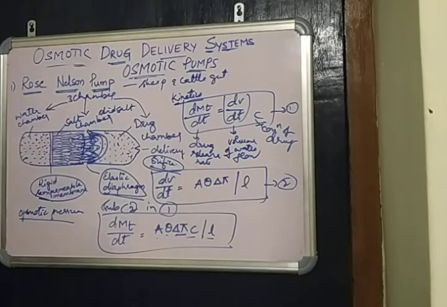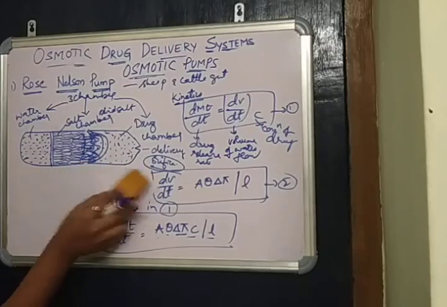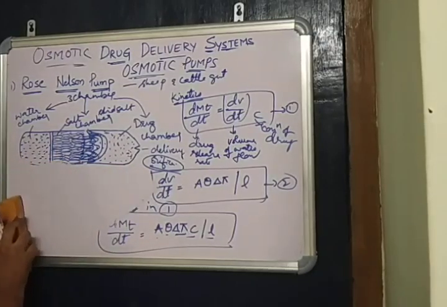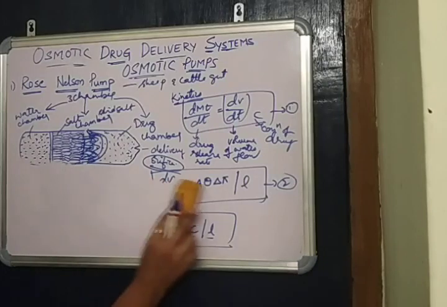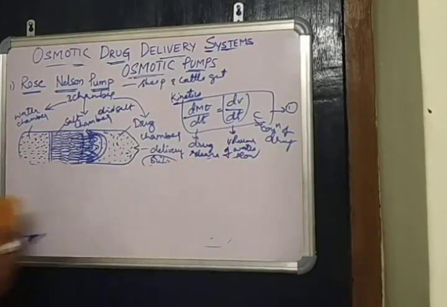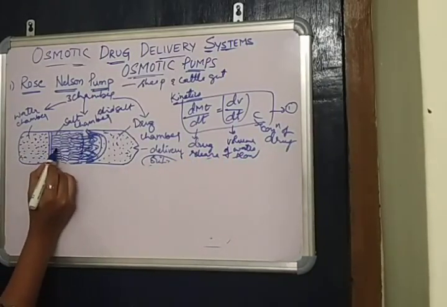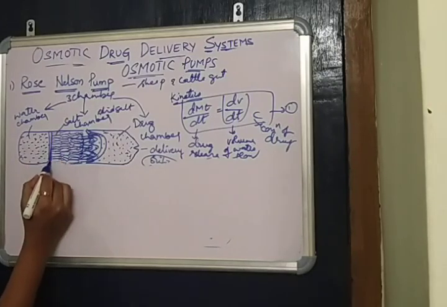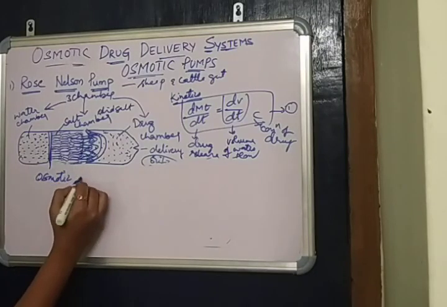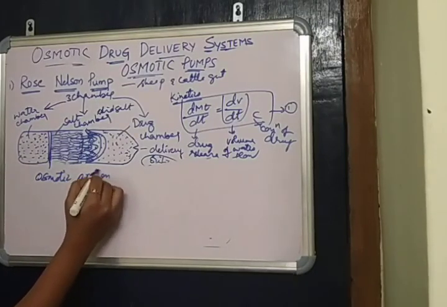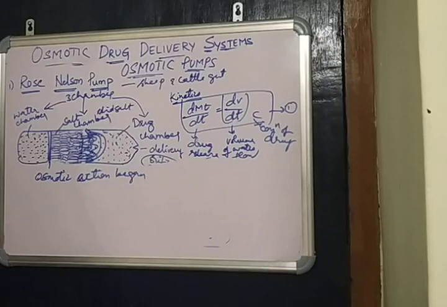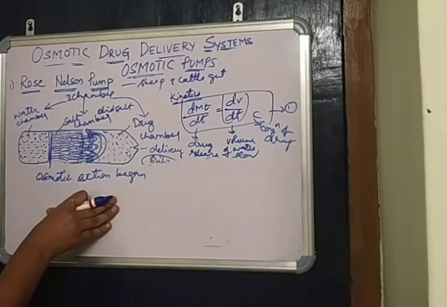The major problem of this Rose-Nelson osmotic pump is that the osmotic action begins whenever the water comes in contact with the semi-permeable membrane. Only then will the osmotic action begin. So this is a major disadvantage of this Rose-Nelson osmotic pump.